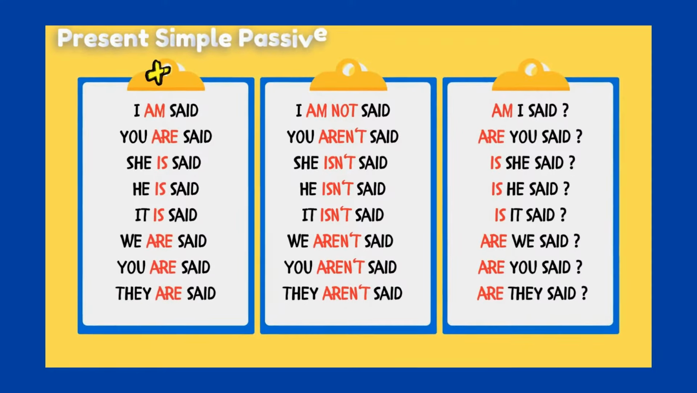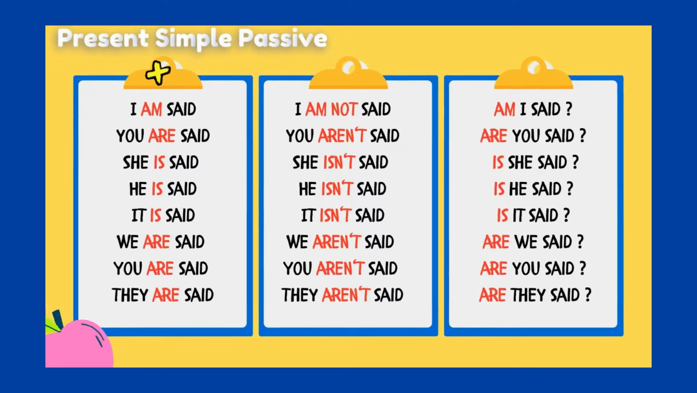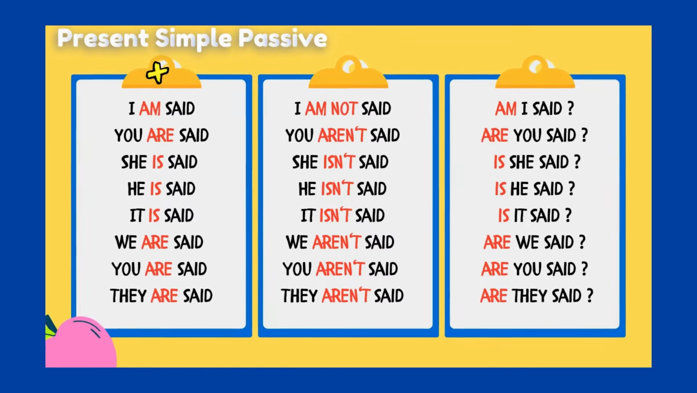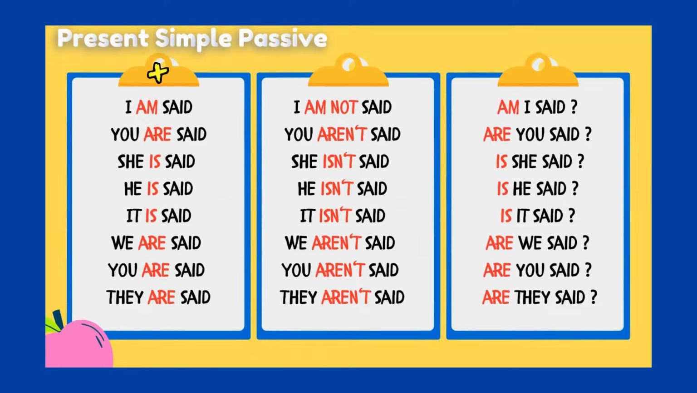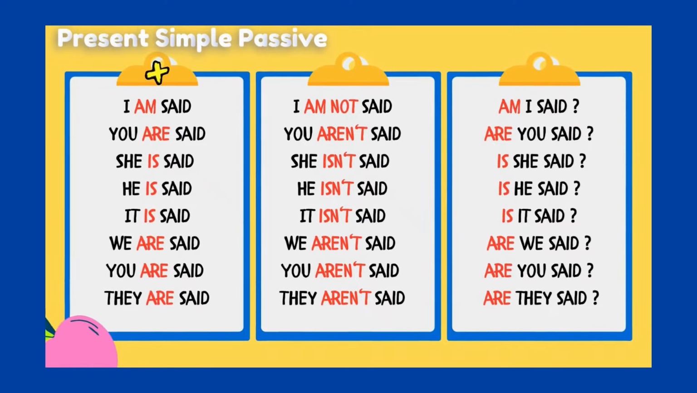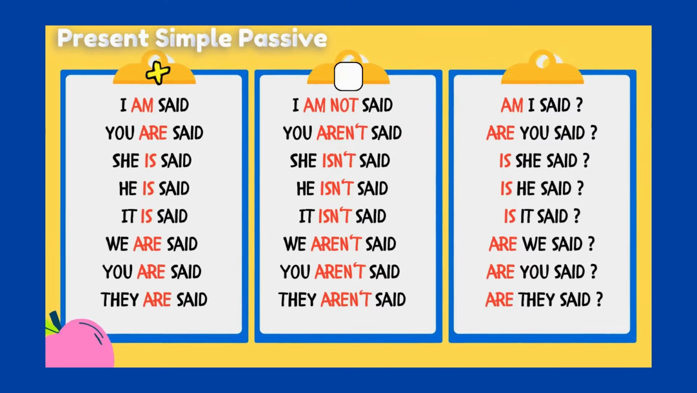For example, affirmative form. I am said. You are said. She is said. He is said. It is said. We are said. You are said. They are said. Negative form.